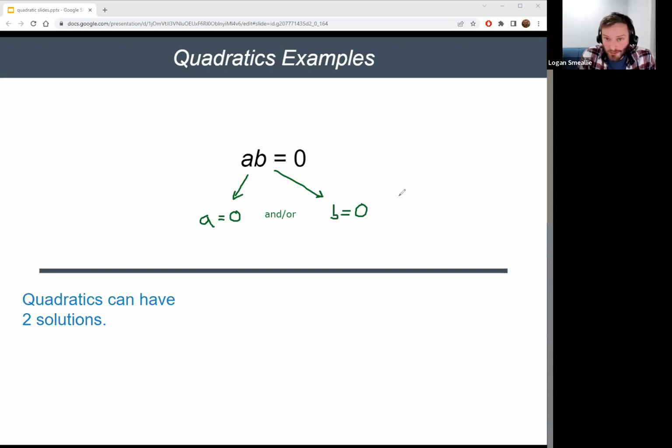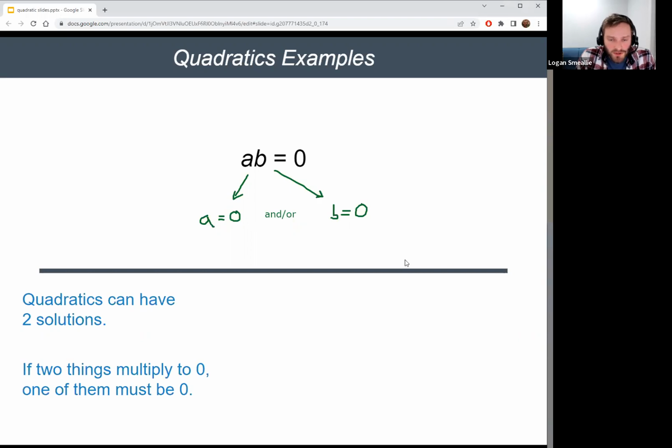0 is a very special number. There's only one way to multiply and get a 0, and that's if one of your multipliers was a 0 itself. Or maybe it's possible both of them were. I'll count this as another key fact. If two things multiply to 0, one of those two things must be 0.